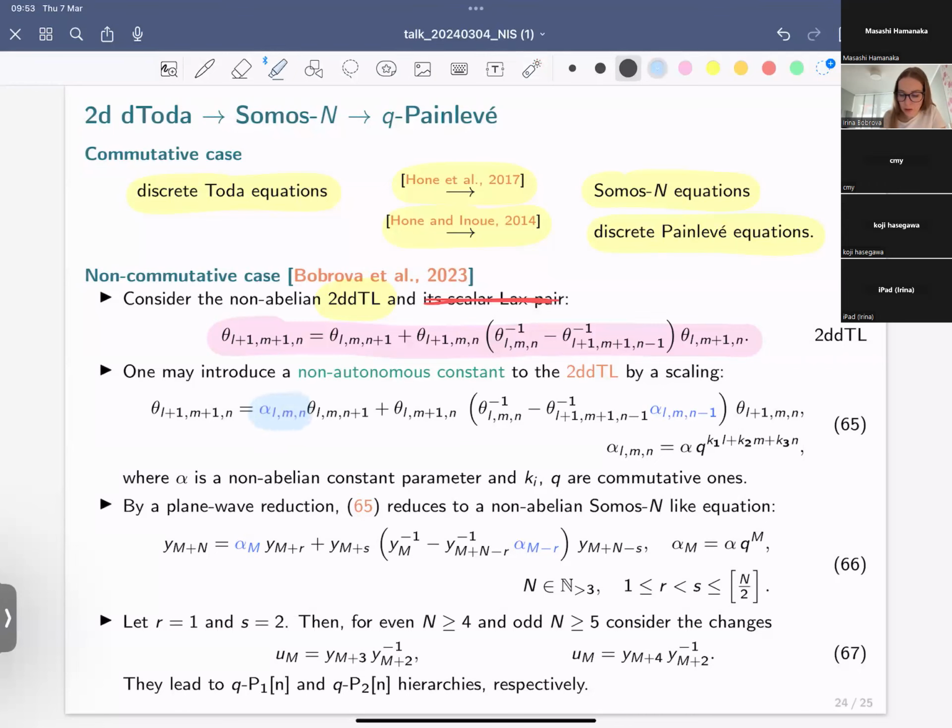As a result, we obtain this. We obtain a non-autonomous constant alpha that depends on indices L, M, and N. Its form is given by this expression. Here, the constant alpha is non-abelian, and the other parameters are commutative ones.